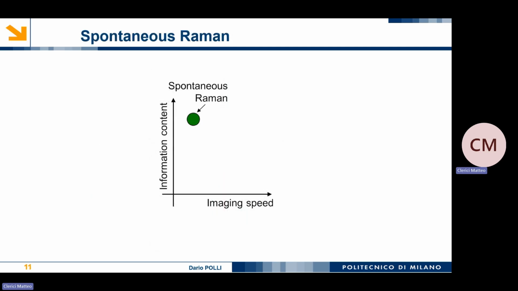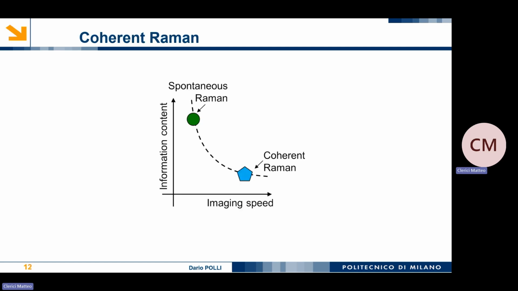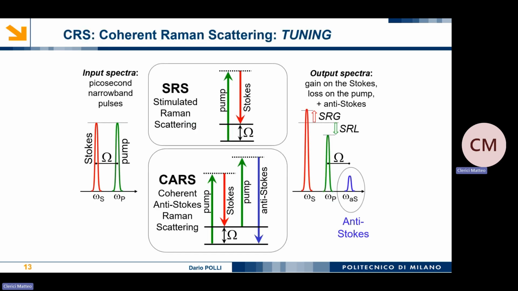So to sum up: spontaneous Raman has very high information content but low imaging speed. Standard coherent Raman has high imaging speed but low information content, and we try to push the technology towards this upper right corner. How can you do that? How can you turn coherent Raman into broadband and not anymore single color?